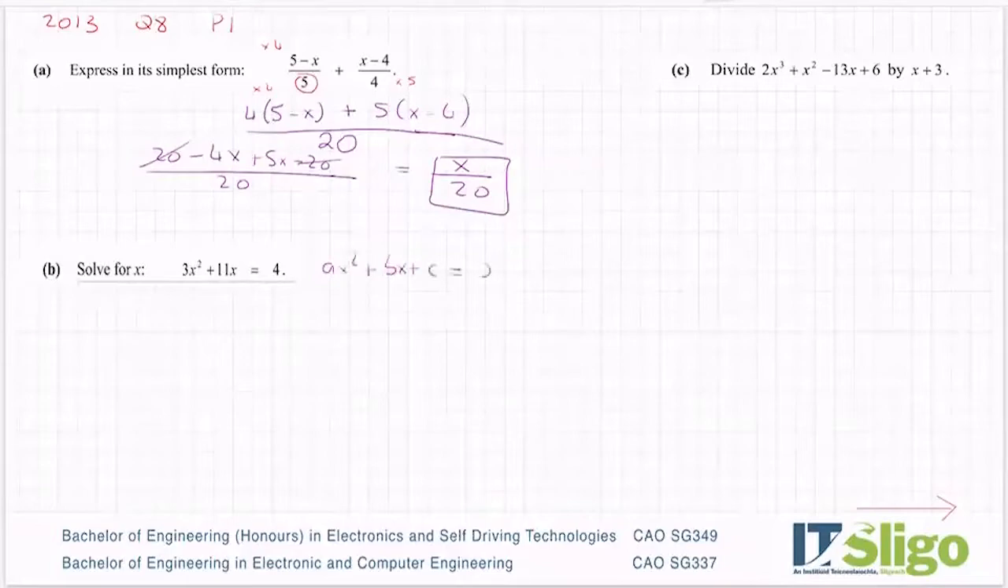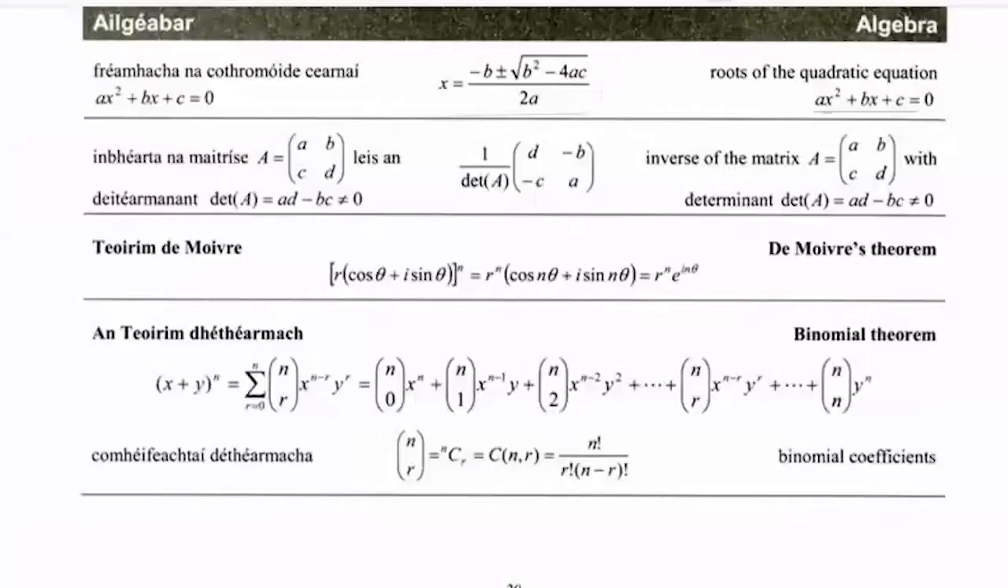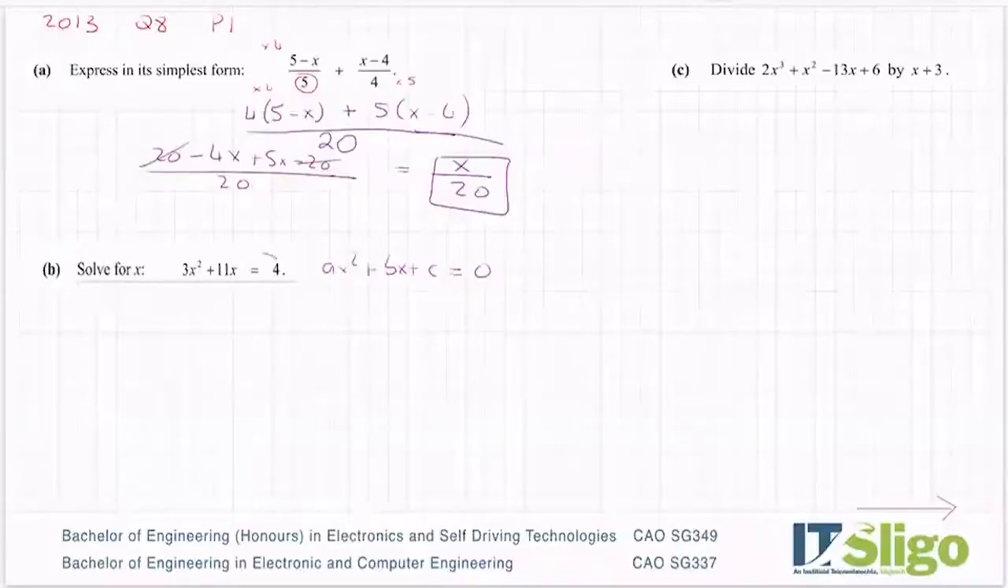Part B looks like a quadratic, except remember, any quadratic is ax squared plus bx plus c equal to 0. You'll see that in the log tables over here. So therefore I need to bring that 4 over so that it becomes 3x squared plus 11x minus 4 is equal to 0. 2 ways to do this. It's a solve, so you could use the minus b formula, or you could factorize it. So let's try it both ways.